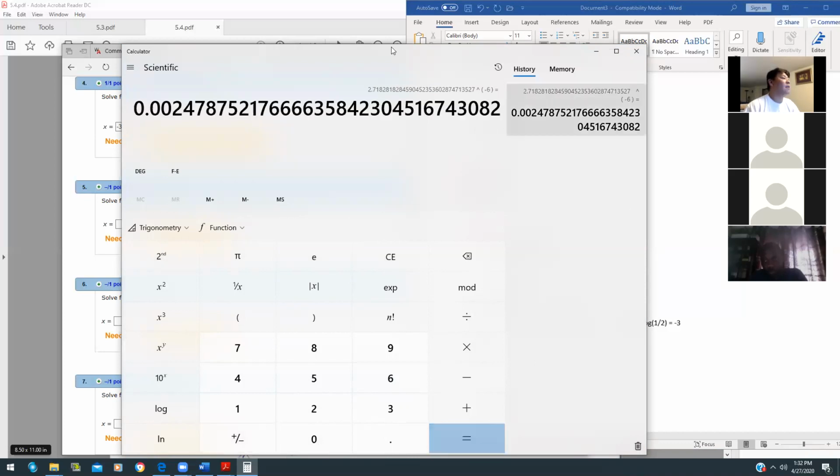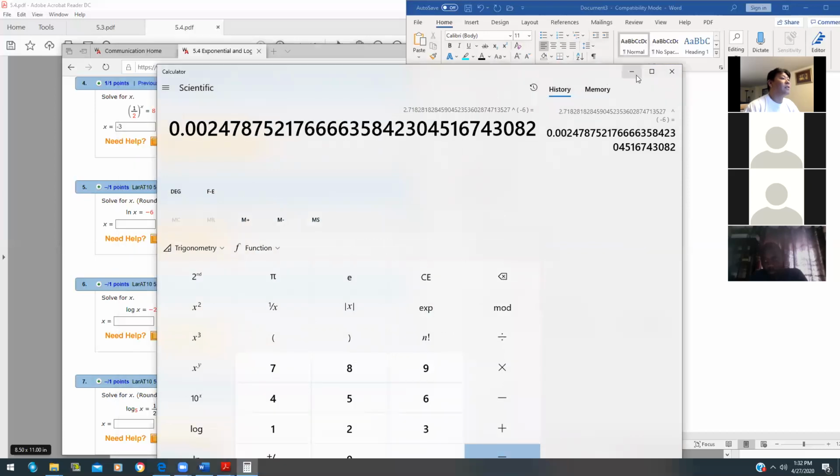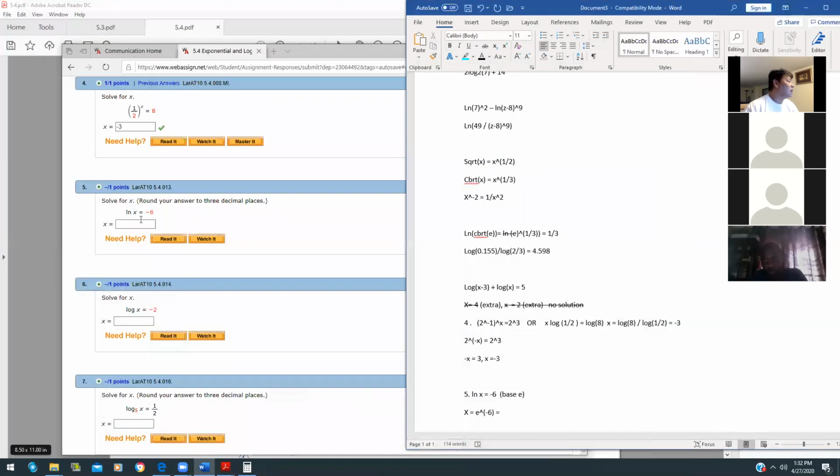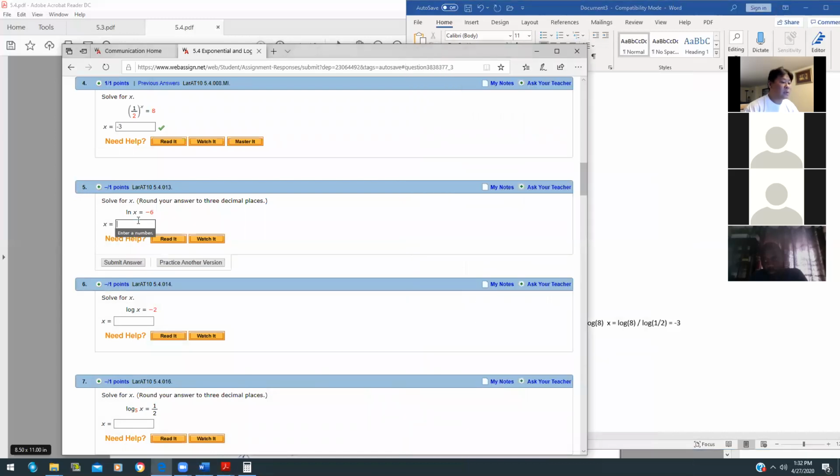0.002. Yep, that's the correct answer. So make sure you know how your calculator works; it is much easier than my calculator. So it's going to be 0.002. Yep, that's your answer here, in 3 decimal places, 0.002 because it's not big enough. Are you okay with this?